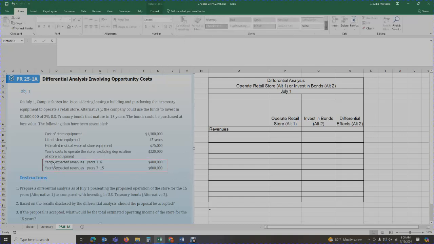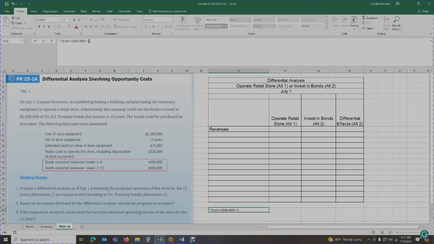So here we have yearly expected revenues, years 1 through 6, 400,000, and that's 400,000 per year. And then years 7 through 15, 600,000 per year, okay? So using that data, we're going to go ahead and do some math. From years 1 through 6, that's a total of 6 years, so we have 6 years, and we're going to multiply that by 400,000 per year, okay?